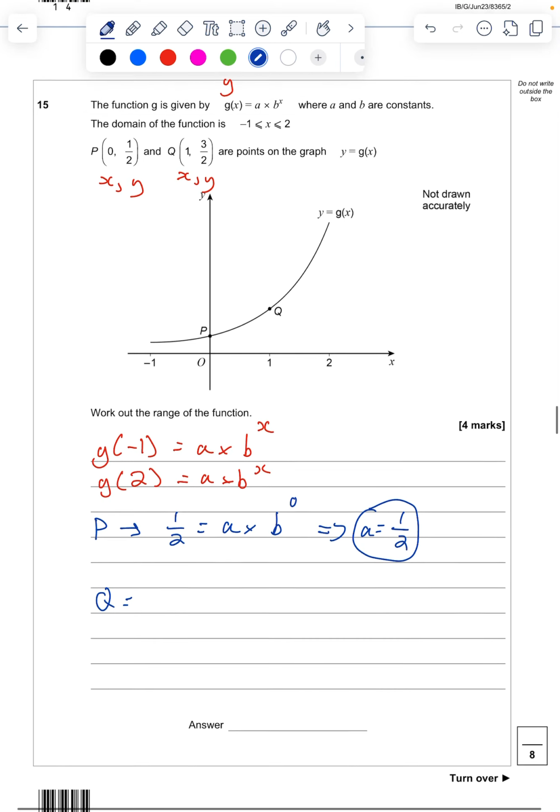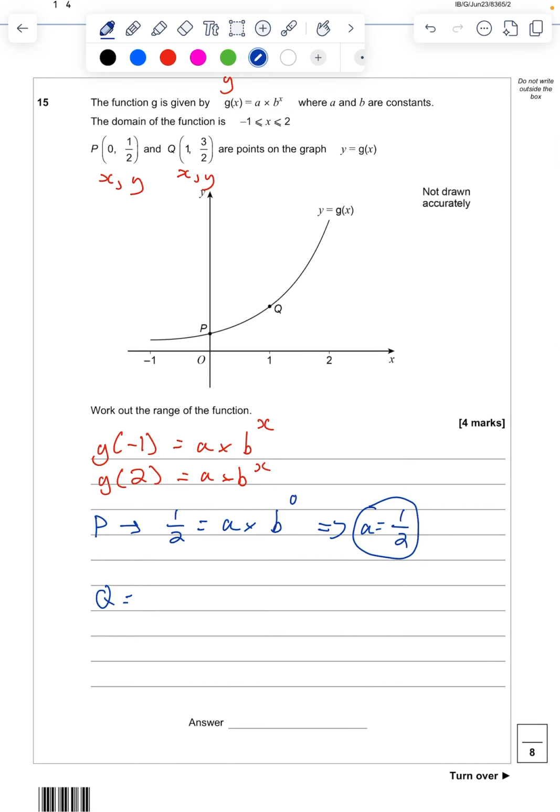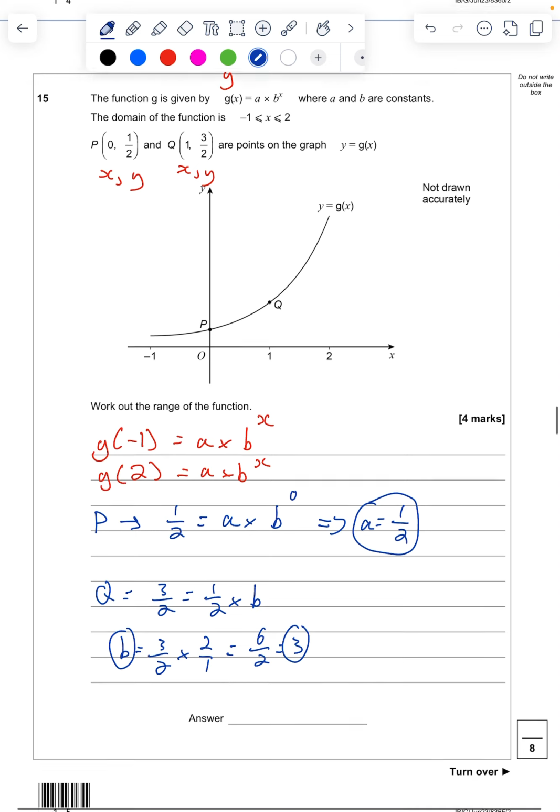And do the same sort of thing with Q. So y is going to be equal to 3/2, and that's equal to a times b to the power of x, so a, which you now know is a half, times b to the power of x, and x is just 1. That's really useful, so that's just going to be b. So to find b, you just do 3/2 divided by a half, which is the same thing as multiplying by 2/1. Keep, flip, change, which is 6/2, which is 3. So b is equal to 3.